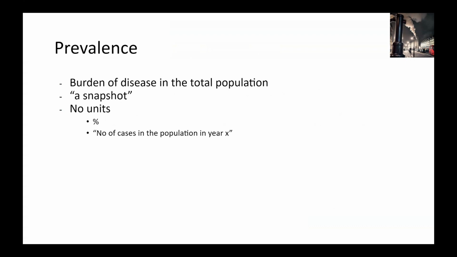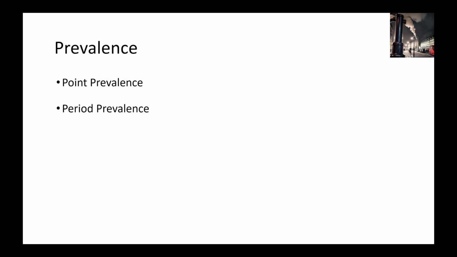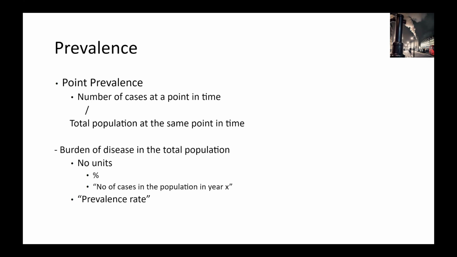specific time. Prevalence is the total number of disease cases in a population at a specific point in time, usually presented as a percentage. While sometimes referred to as a rate, prevalence technically lacks a time unit, distinguishing it from actual rates. We look at prevalence in two ways: point prevalence and period prevalence.